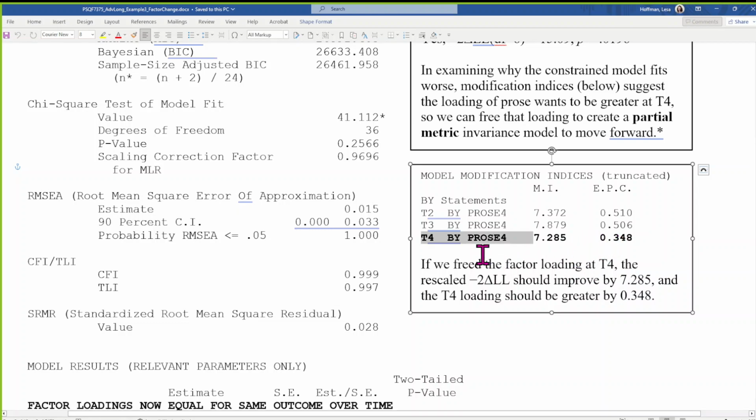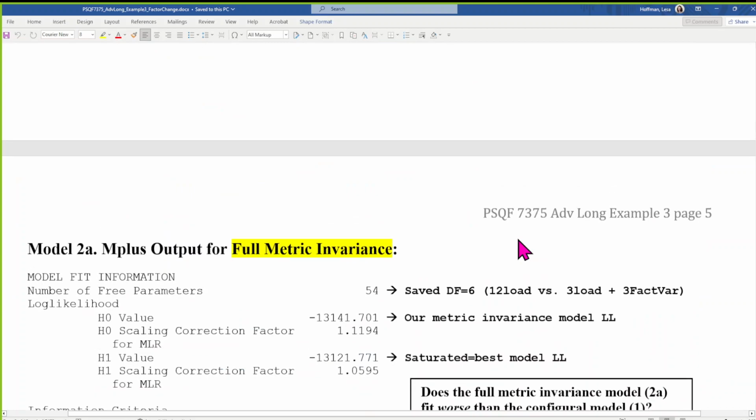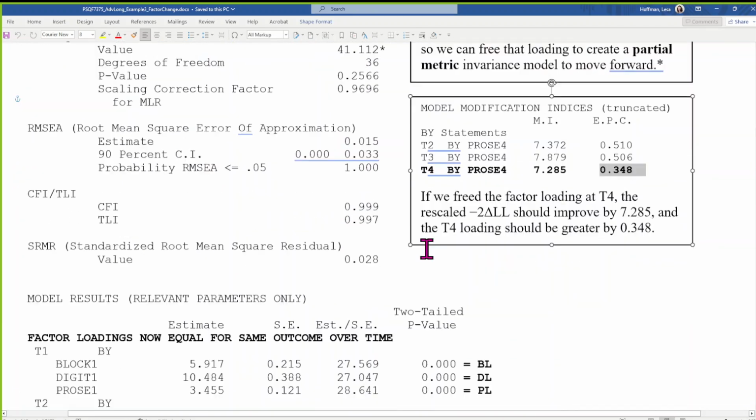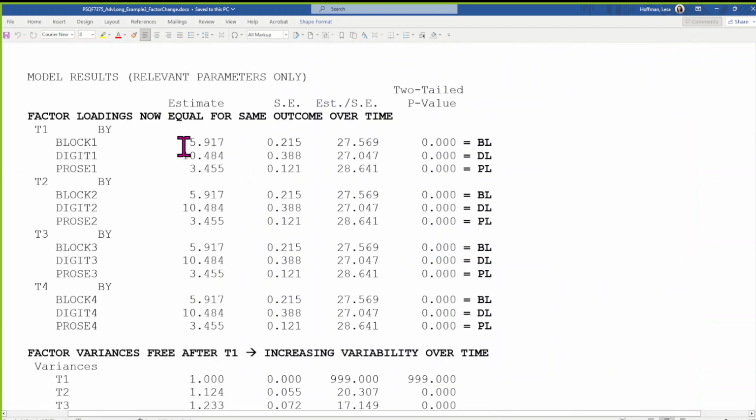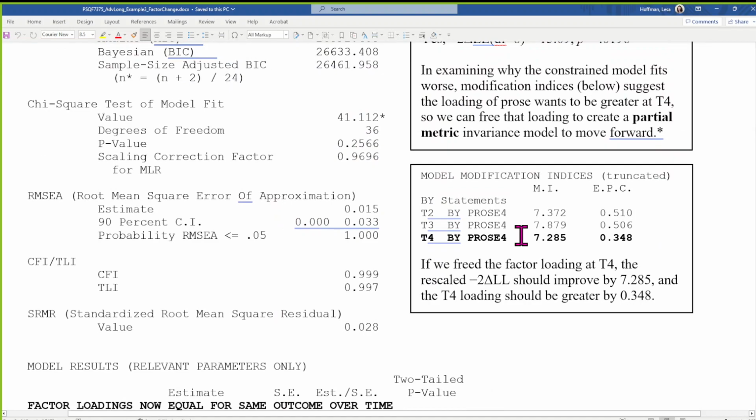So what it's telling me is that if I let the loading for prose at time 4 be different than the loading for prose at times 1, 2, 3, that loading is expected to be higher by 0.3. So given the scale of these loadings, let me find the loadings here. Here they are. The loading is like 6, so it wants a very small difference. I'm willing to let it have it. So that's what I did next. But the rest of this indicates pretty good fit.